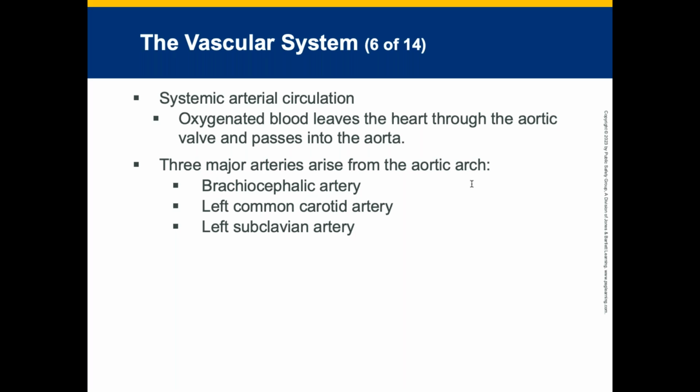As far as the systemic arterial circulation, oxygenated blood then leaves the heart through the aortic valve and passes into the aorta, where the ascending aorta arises from the left ventricle and consists of only two branches, the right and left coronary arteries. There are three major arteries from the aortic arch. First one is the brachiocephalic artery, then the left common carotid artery, and the left subclavian artery. The descending aorta is the largest portion of the aorta, which is subdivided into the thoracic aorta and the abdominal aorta.